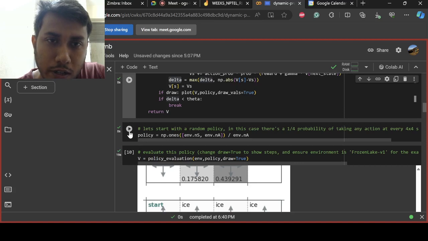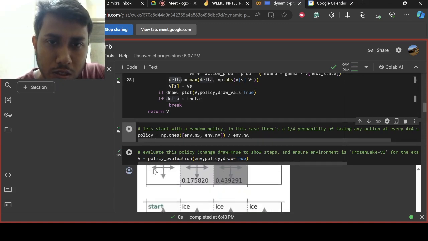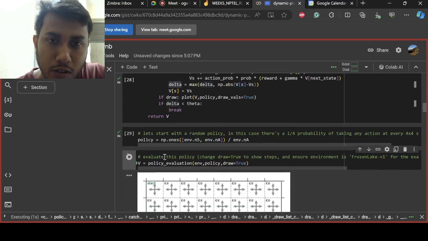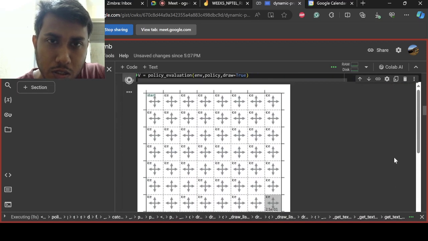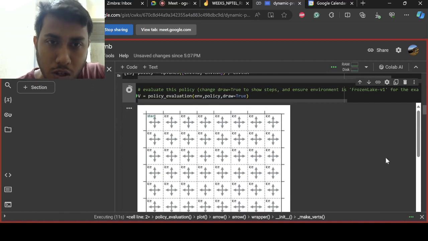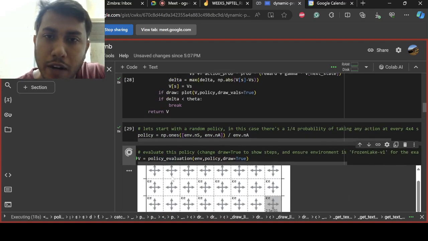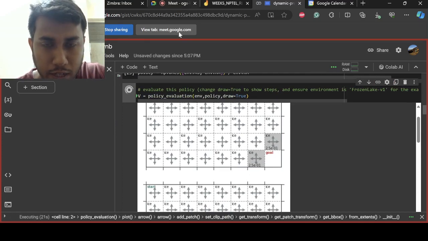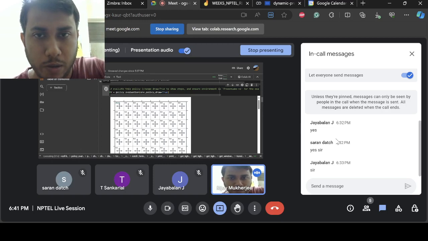Okay, so now let's start with a random policy and evaluate the policy. This function will call the evaluation. One more thing: from which state should one start evaluating the policy, from the first state or the last state?